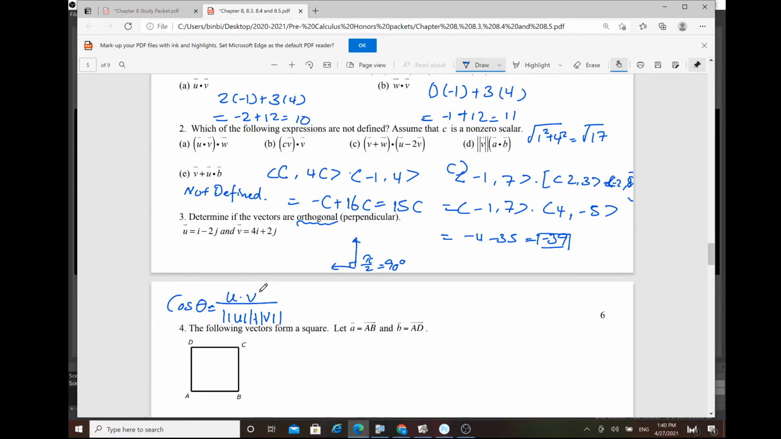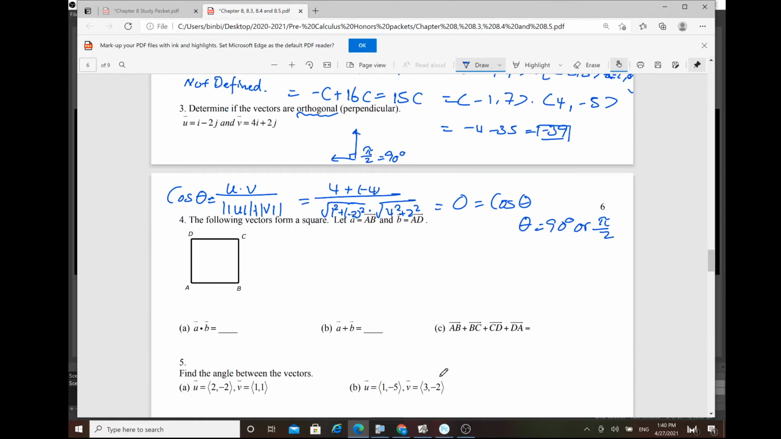Let's find out. u dot v is 1 times 4, which is 4, plus negative 2 times 2, negative 4. Combine them, and there's no need to find the magnitude. I mean, you could: the magnitude of u is the square root of 1 squared plus negative 2 squared, which is root 5, and the other is the square root of 4 squared plus 2 squared. But it doesn't matter, no need to evaluate the denominator. The numerator is 0, so cosine of theta equals 0. There's only one result, 90 degrees or pi over 2. So they're perpendicular, orthogonal.